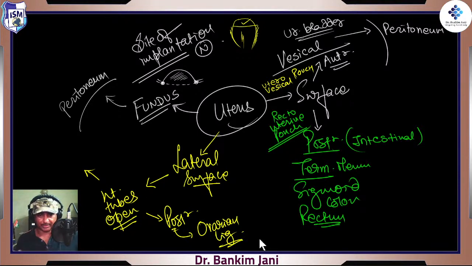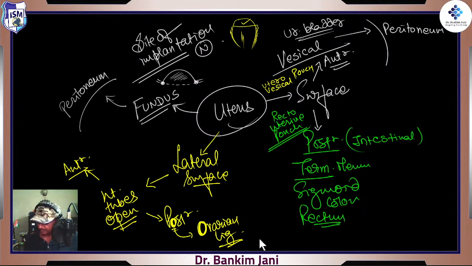That is the simple ovarian ligament, no fuss, not the suspensory ligament. The suspensory ligament is another one. So this is that ovarian ligament. Posteriorly, it is the ovarian ligament. What about anteriorly? Anteriorly, it was the round ligament.